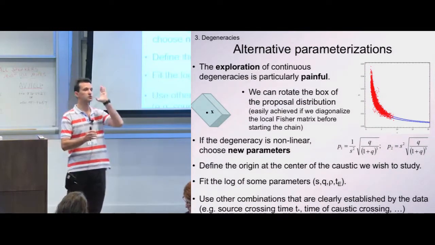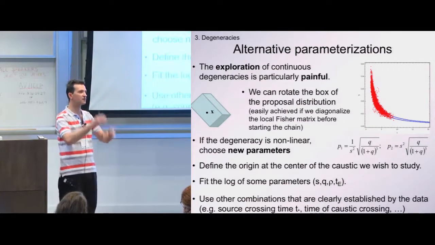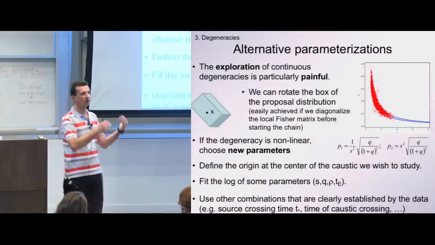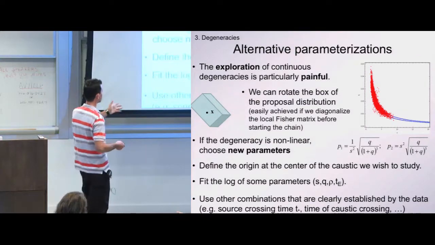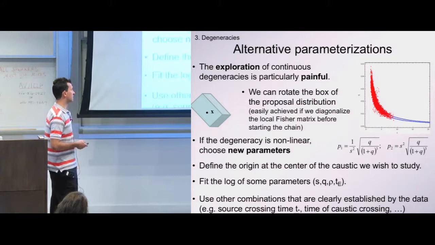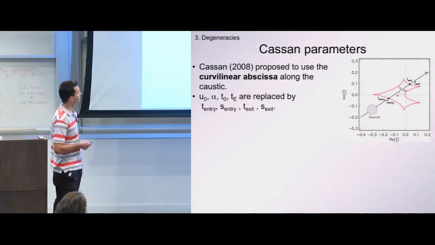For example, if you know the time of a caustic crossing, you can take this time of a caustic crossing as one of the parameters and then define all the other parameters with respect to this parameter. Or, for example, the source crossing time, which can be quite easily estimated from the sides of the caustic crossing. So these are possible alternative parameterizations.